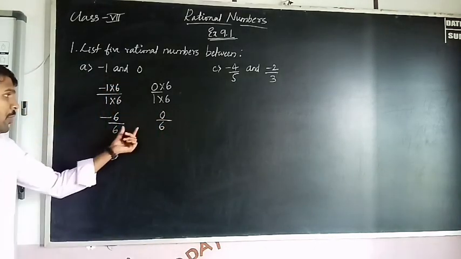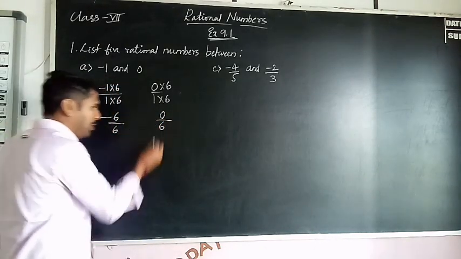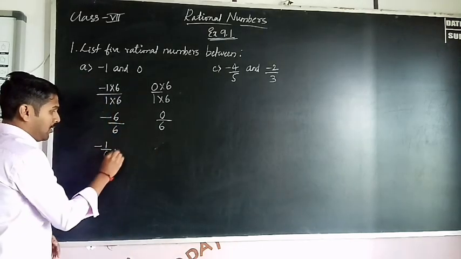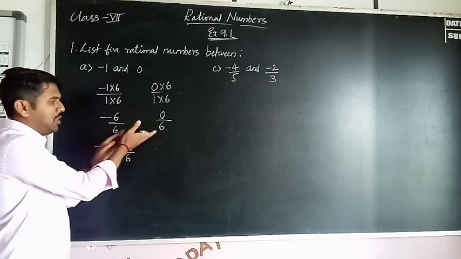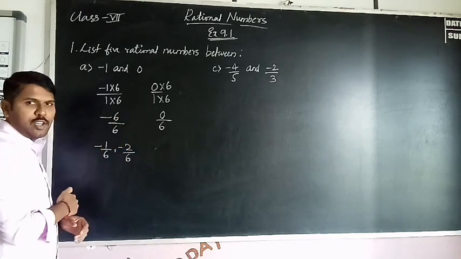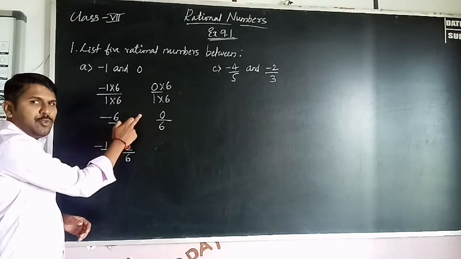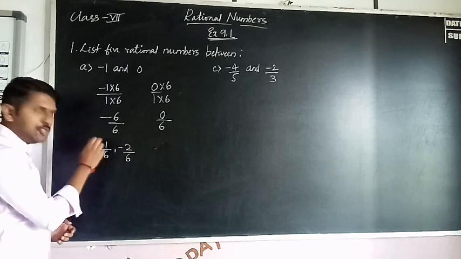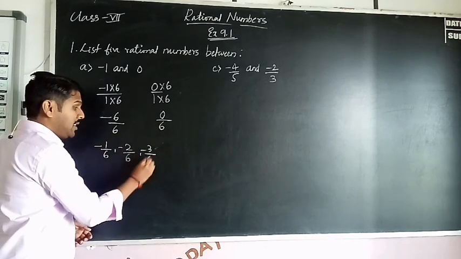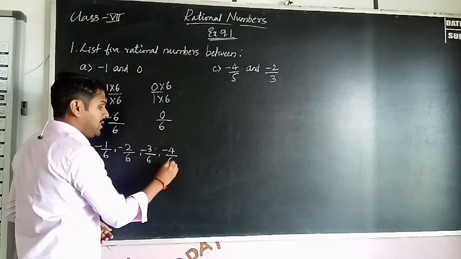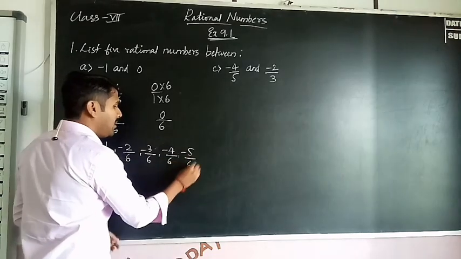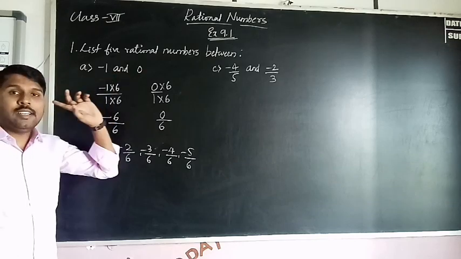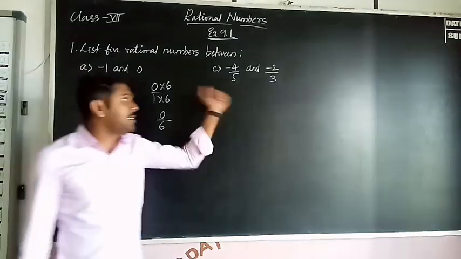Okay. In between, how many rational numbers are there? In between minus 1 by 6, minus 2 by 6, up to, leave this denominator, 0 to minus 6, how many numbers? Minus 1, minus 2, minus 3, minus 4, minus 5. Like that, minus 1 by 6, minus 2 by 6, minus 3 by 6, minus 4 by 6, minus 5 by 6. So these are 5 rational numbers in between minus 1 and 0. Okay. Next, second one.